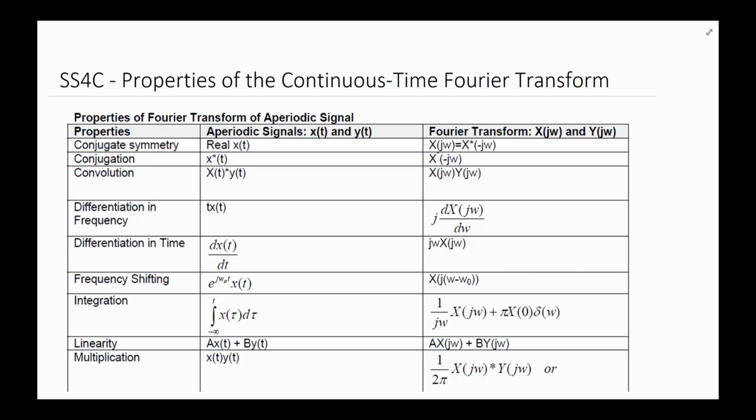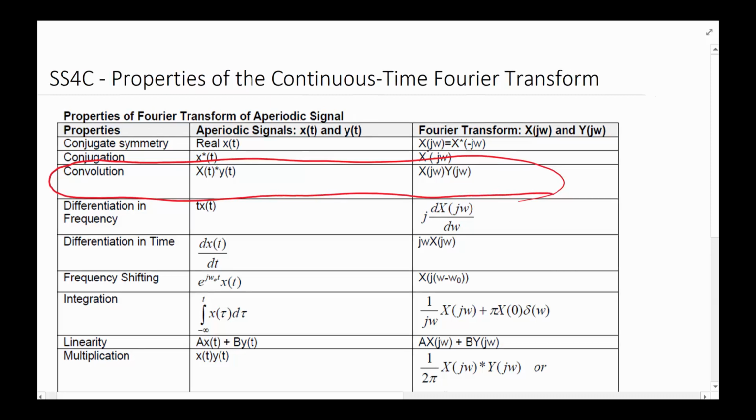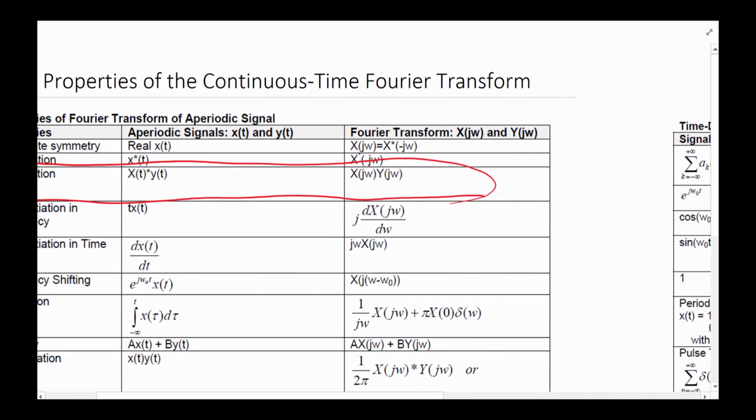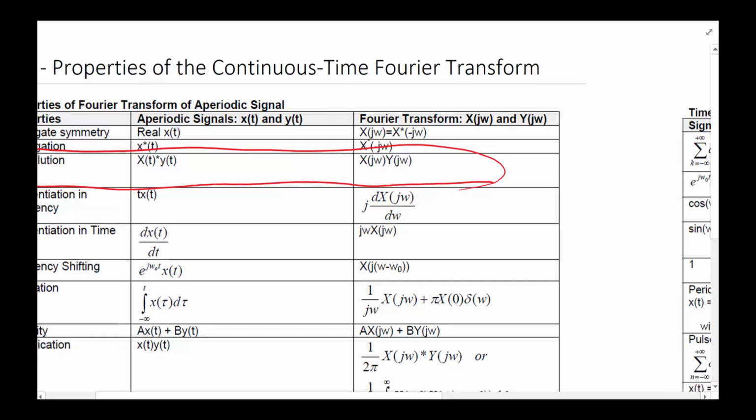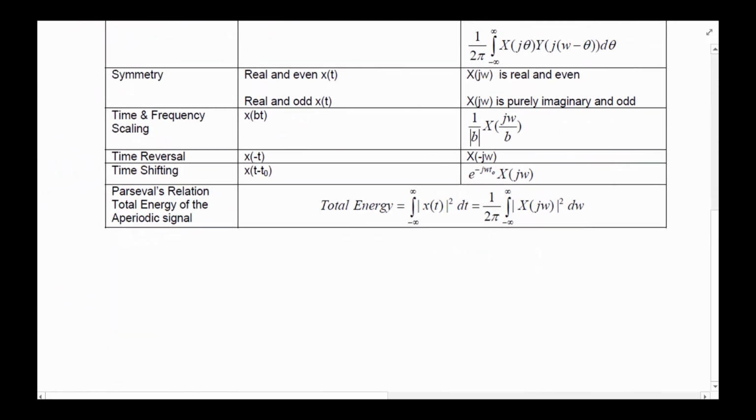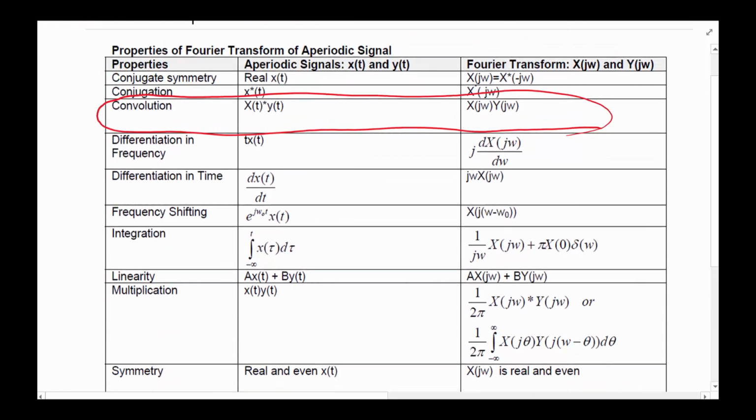Now, here's a biggie, and I'm going to use the red to outline this one, and we'll talk about what this is called. Convolution. This is a pretty big property from our point of view. Why? Let's take a look at it. It says if I have a convolution in time domain, what do I get? I get a multiplication in frequency domain.